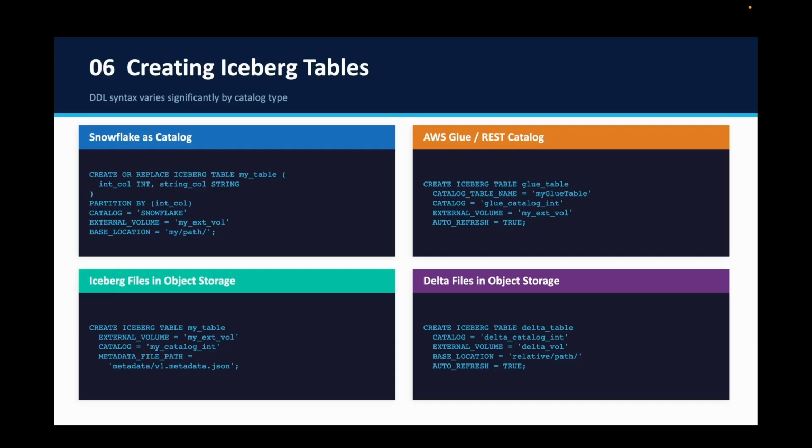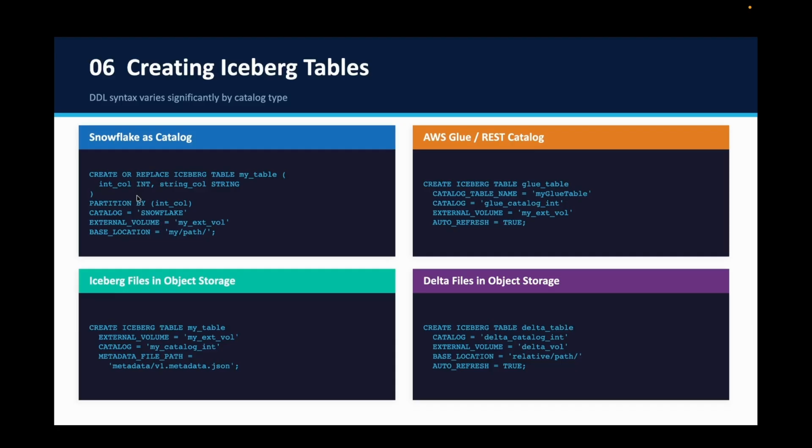Let us closely look at the syntax of Snowflake as a catalog. This is the create or replace table syntax. Create or replace Iceberg table. You take a close look at it. Iceberg is the keyword for Iceberg tables, and then the table name with the table definition.